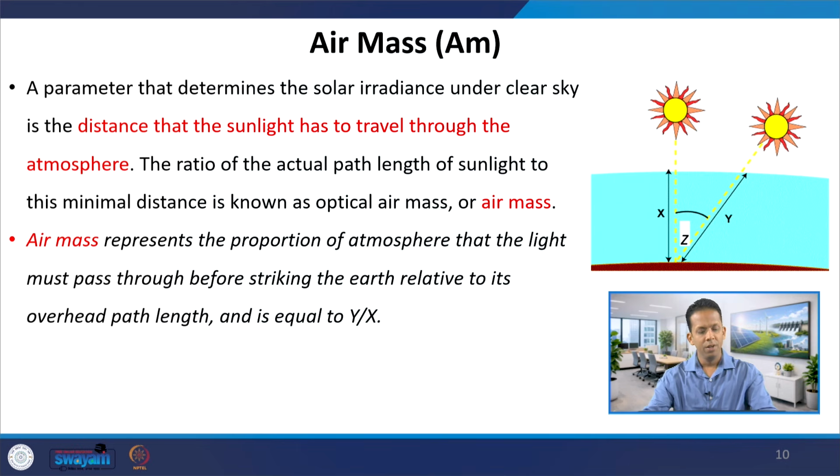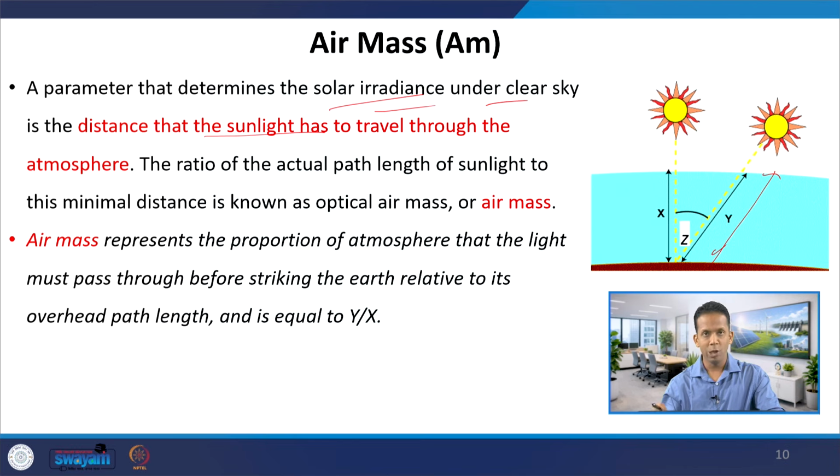Now, air mass is a parameter which determines the solar irradiance under clear sky. It is the distance that sunlight has to travel through the atmosphere. So, if the sun is here and radiation has to travel through the atmosphere, this distance is the parameter determining the air mass.